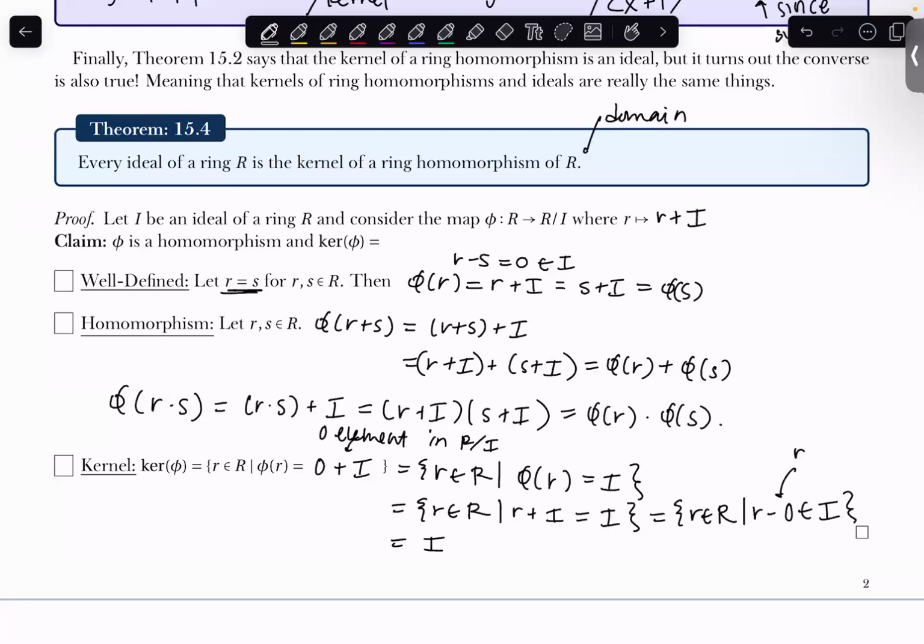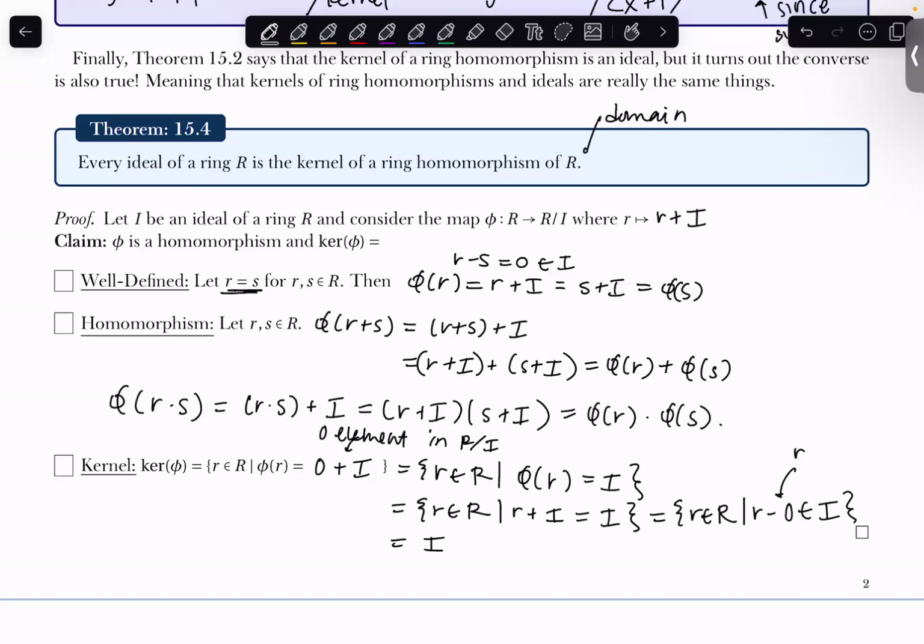Okay, so here we can see that the ideal I shows up as a kernel of some ring homomorphism where R is the domain. So again, your ideals and your kernels really are essentially the same thing. We just gave them different names, or you can see them represented in different places here.